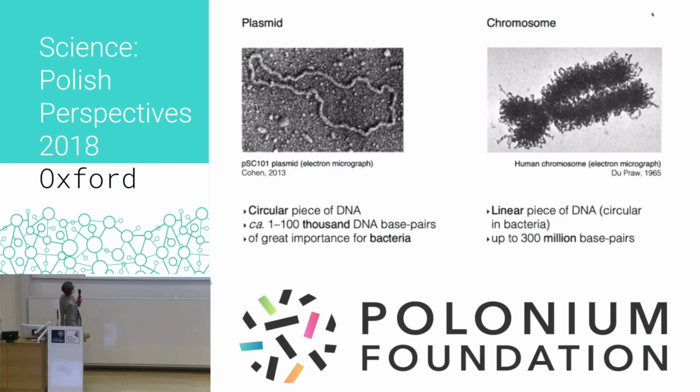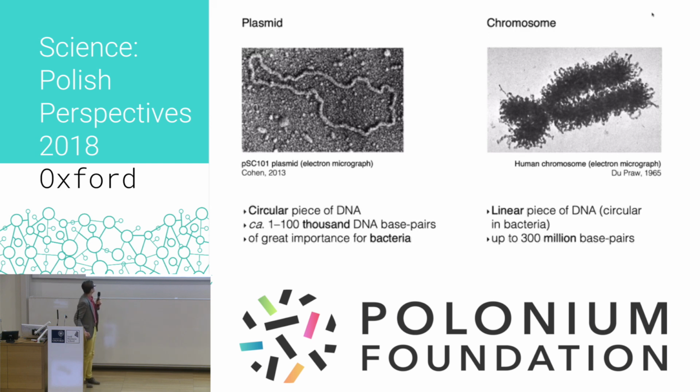What plasmids are. Plasmids are small pieces of DNA. So generally, a genome can be packed into a big piece of DNA, like a chromosome, which is usually a linear piece of DNA and has millions of base pairs. But it can also be packed in a small circular piece of DNA called a plasmid, and it has only a few thousand base pairs.